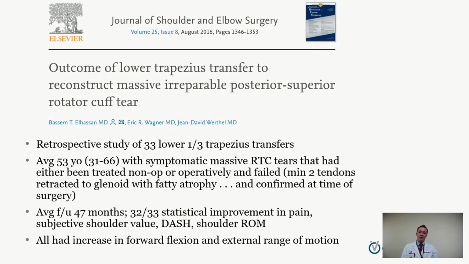And these patients all improved in their subjective shoulder value, which is 0% to 100%. 0% is, my shoulder is horrible, I can't use it, to 100%, my shoulder is the best shoulder function I've had in my life. Dash score, which is basically function of their daily living. Shoulder range of motion, all had an increase in forward flexion and external range of motion. So this is pretty exciting. It means it's pretty powerful and useful.